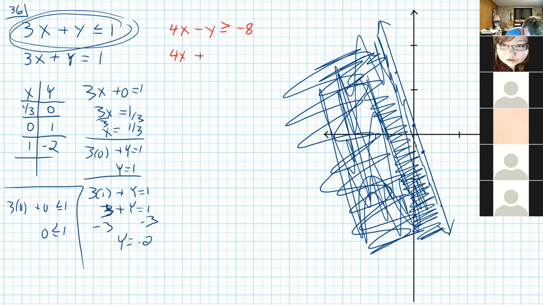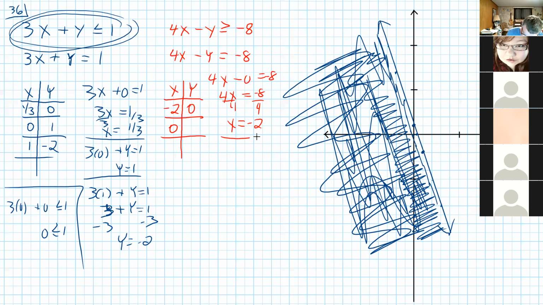So I'm going to look at 4x minus y equals -8. And again, we'll stick with the intercepts. To find the x-intercept, set y equal to 0. 4x minus 0 equals -8. 4x equals -8. Divide by 4, x equals -2. If x is 0, 4 times 0 minus y equals -8. Oops, negative y equals -8. Divide both sides by -1 and y equals 8. So x is -2, y is 0 is right there. X is 0, y is 8 is right there.